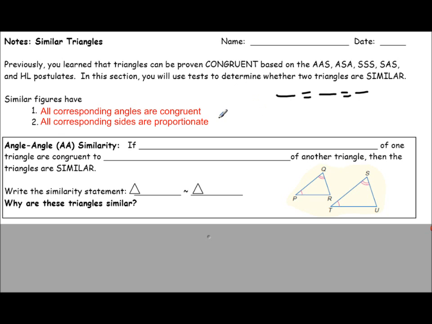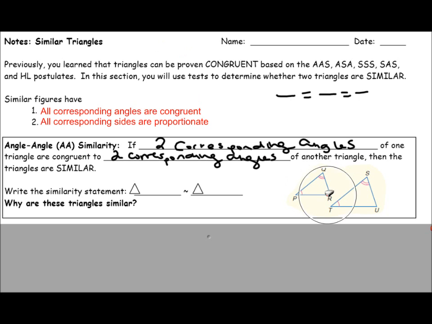There are three ways to prove that triangles are similar without knowing all of their sides or angles. The first way is called angle-angle similarity. It says that if two corresponding angles of a triangle are congruent to two corresponding angles of another triangle, then the two triangles are similar. Remember from proving triangles congruent, anytime you have two angles in a triangle congruent to two angles in another triangle, we automatically know that the third angle is congruent. That doesn't need to be said; it's an understood postulate. So we don't need to mark that third angle, and we don't write angle-angle-angle similarity. We only write angle-angle similarity.